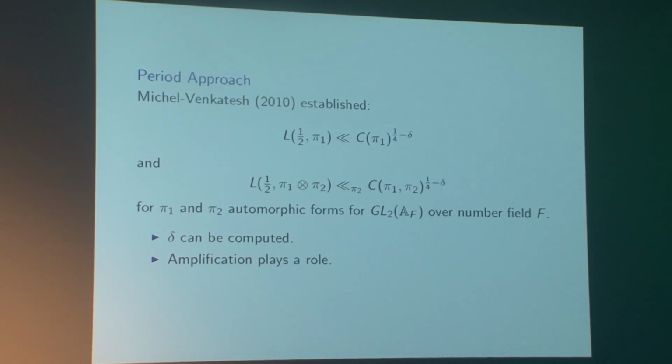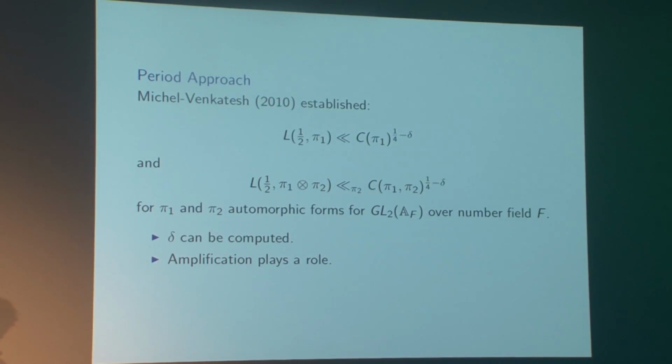so in 2010, Michel and Venkatesh proved a very general subconvexity result, and they gave a subconvex bound for the GL2 L-function L(1/2, π1) and the Rankin-Selberg L(1/2, π1 × π2), where now their result is over any number field. Okay? It's not just over the field of rational numbers. And so it's a very general result, it's a beautiful result, and you can actually compute delta explicitly from their argument. And also the amplification technique plays a role in their work.